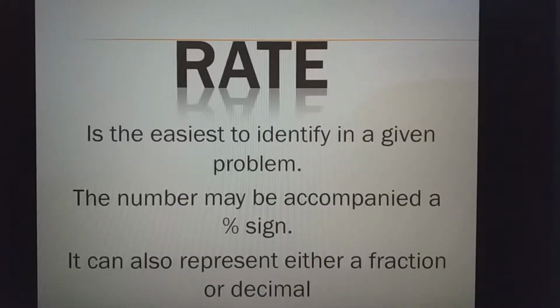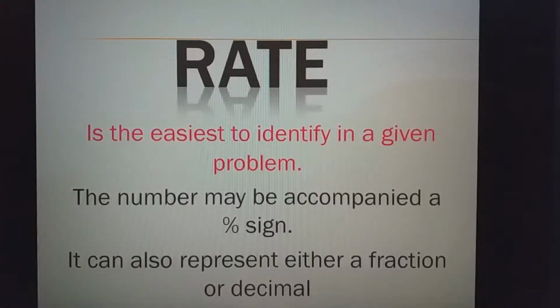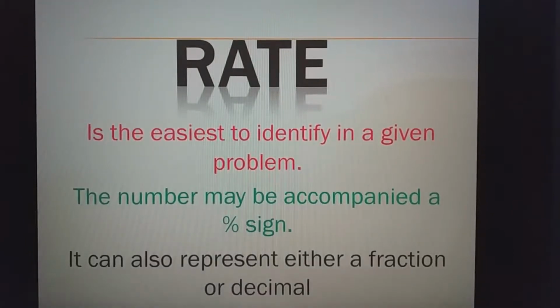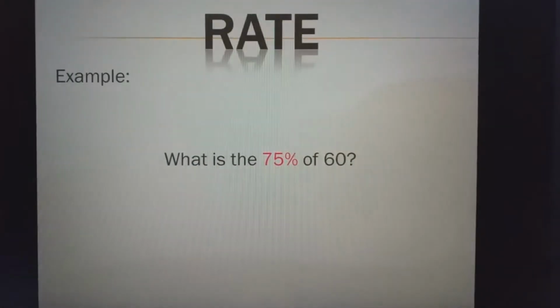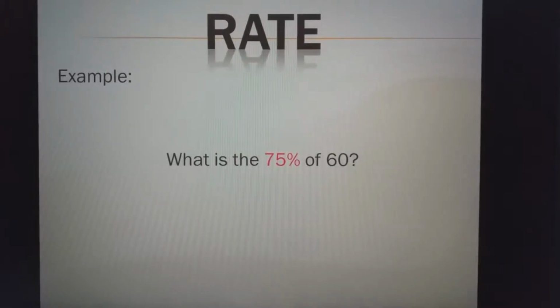The next one is the rate. Rate is the easiest to identify in a given problem. The number may be accompanied by a percent sign. It can also represent either a fraction or decimal. Let's take a look at this example. What is the 75% of 60? As you can see, the number 75 is accompanied by a percent sign. So the rate is 75.